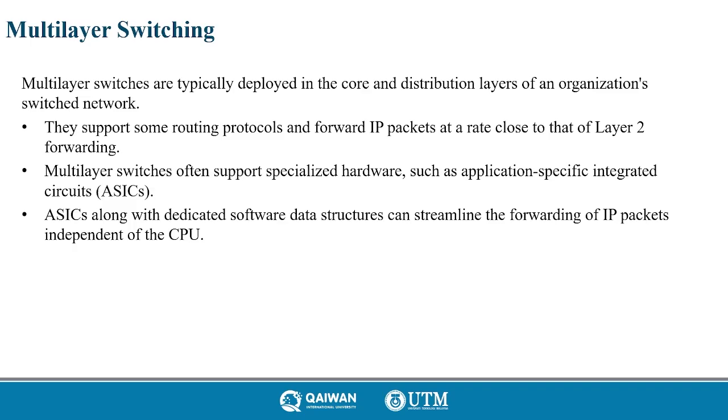Okay, multilayer switching. Multilayer switches are typically deployed in the core and distribution layer of an organization's switch network. They support some routing protocols and forward IP packets at a rate close to that of layer 2 forwarding. Multilayer switches often support specialized hardware such as application-specific integrated circuits, ASICs. ASICs, along with dedicated software data structures, can streamline the forwarding of IP packets independent of the CPU.